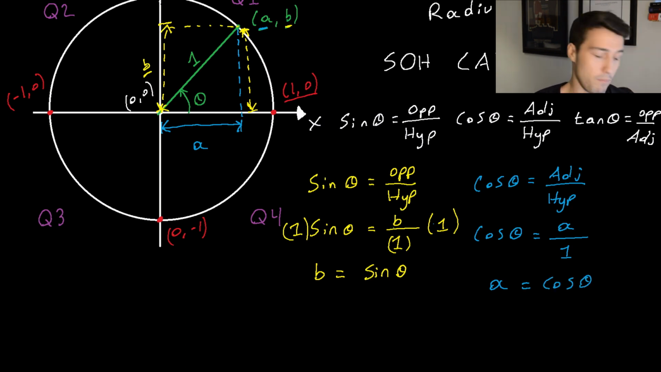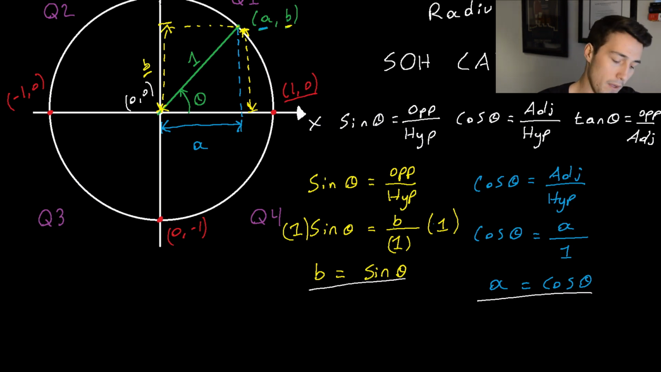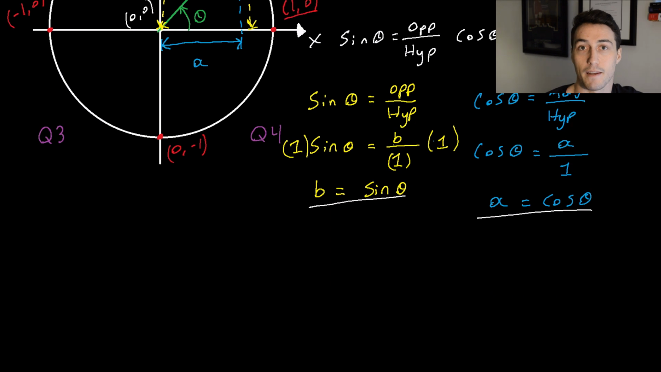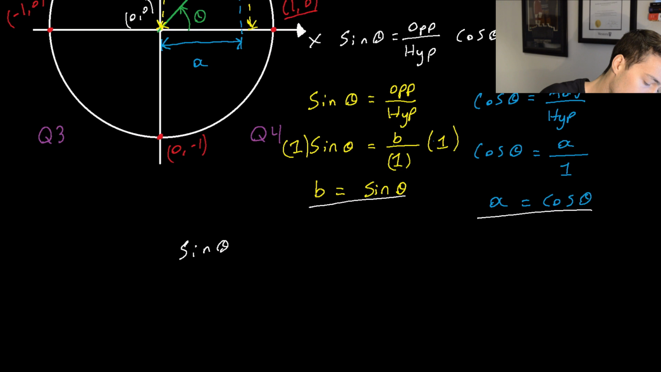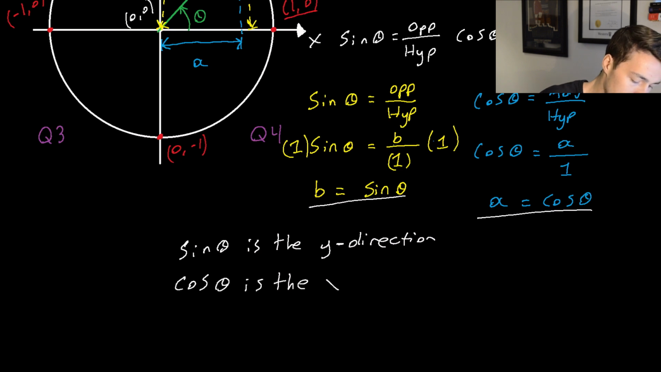So when I first defined this point on the unit circle, this point a comma b, I talked about how a represented the x direction, or the distance in the x direction, and b represented the y direction, or the distance in the y direction. Now I've come up with two new expressions for a and b. But the first expression of b being the y coordinate still holds. So I can say that sine theta is the y direction, and cos theta is the x direction.